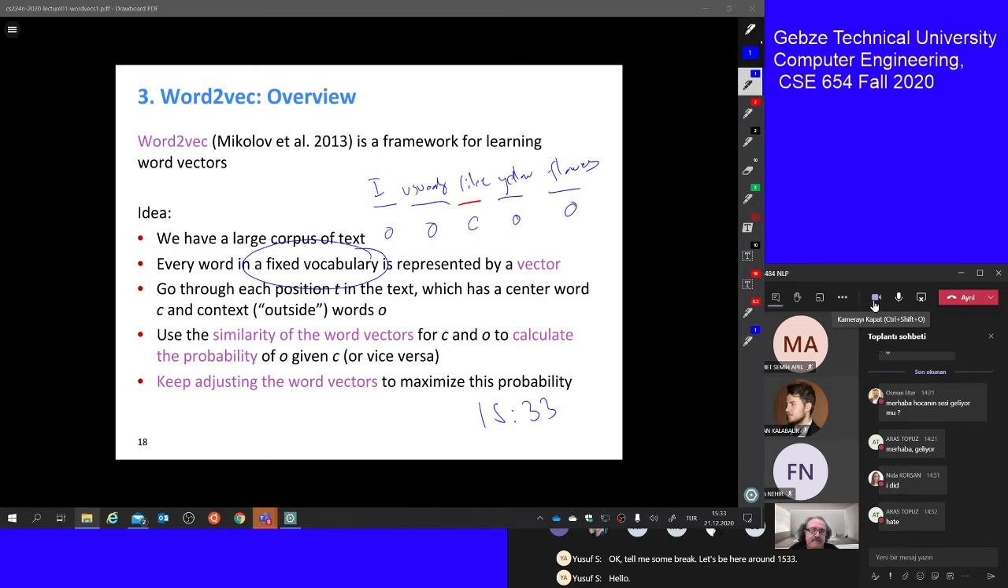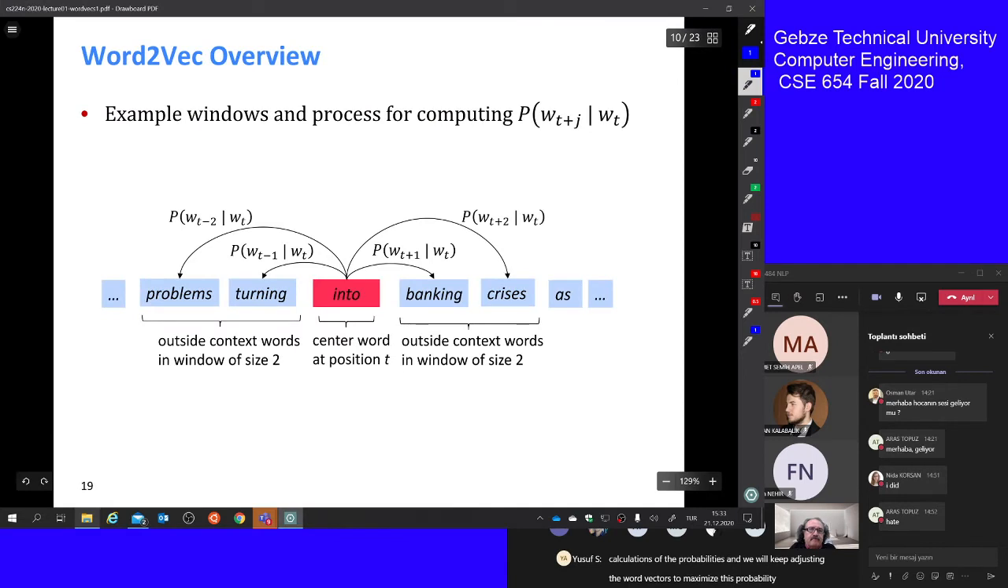Okay, let's move on. So that's the idea. We are going to use the probability calculations, and we will keep adjusting the word vectors to maximize this probability. Let's take this sentence: problems turning into a banking crisis as. Remember our window is of size 2. We are trying to calculate, this is the C, this is O, center and context.